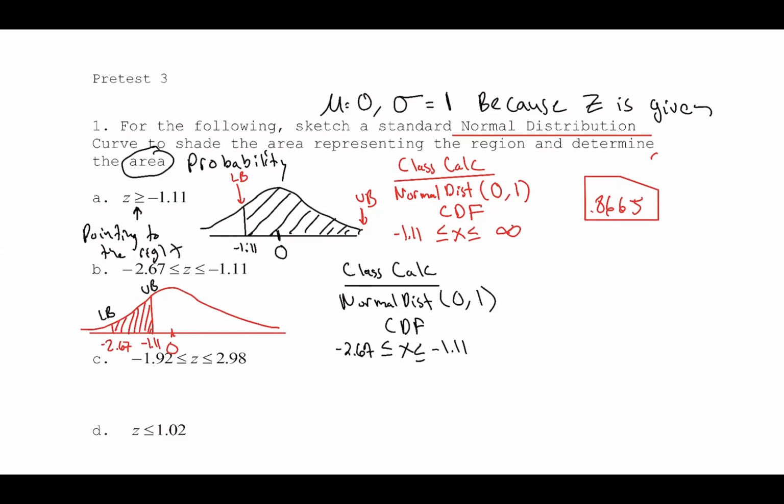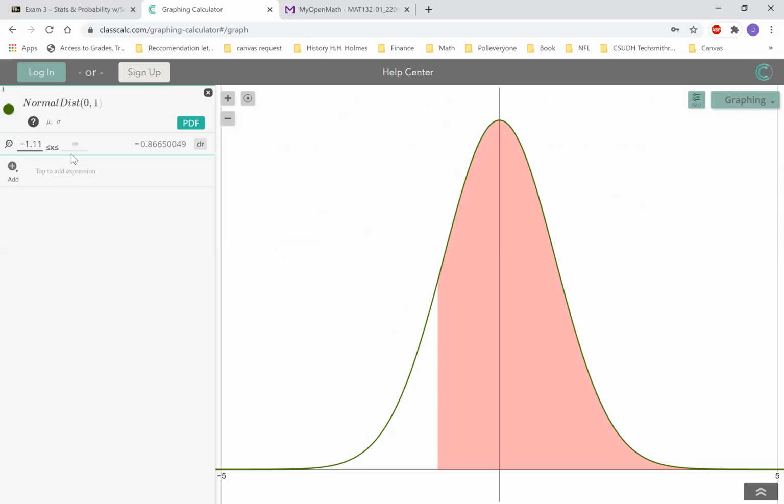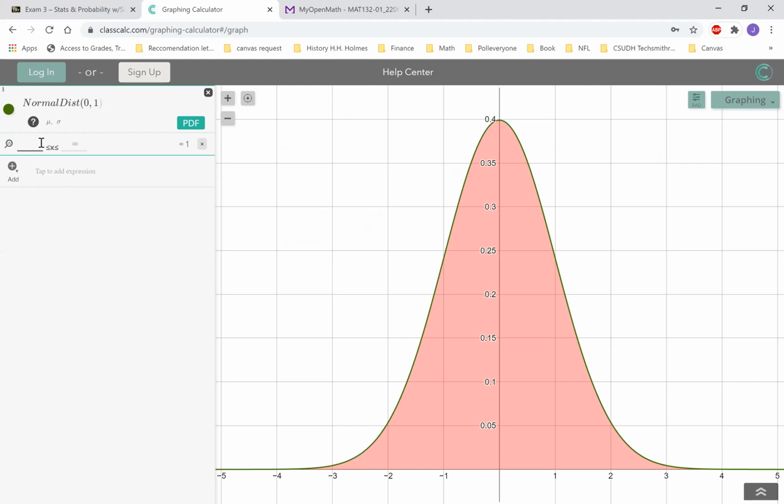All right, so let's go over to ClassCalc. I'm not going to re-enter this into ClassCalc. All I'm going to do is put this: negative 2.67, and then negative 1.11, and that's your answer. So your final answer should be 0.1297. And that's your final answer for B. Any question for B? All right.